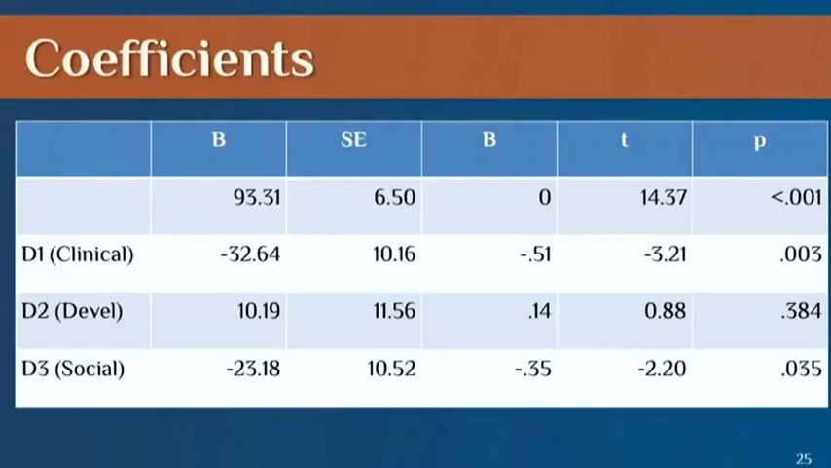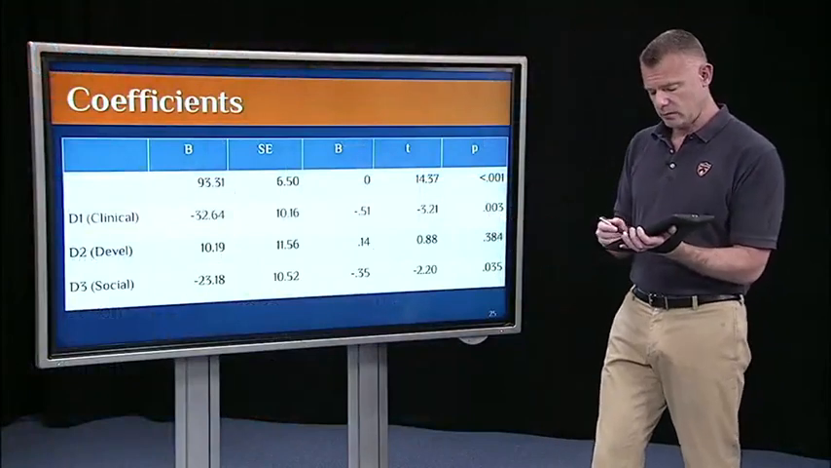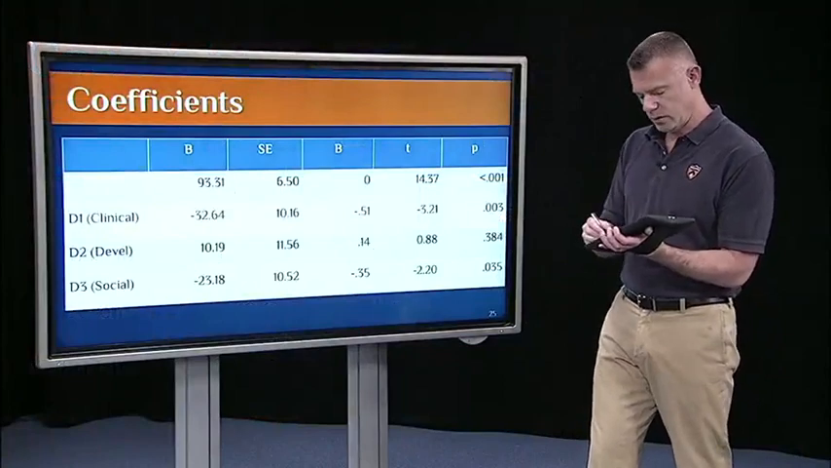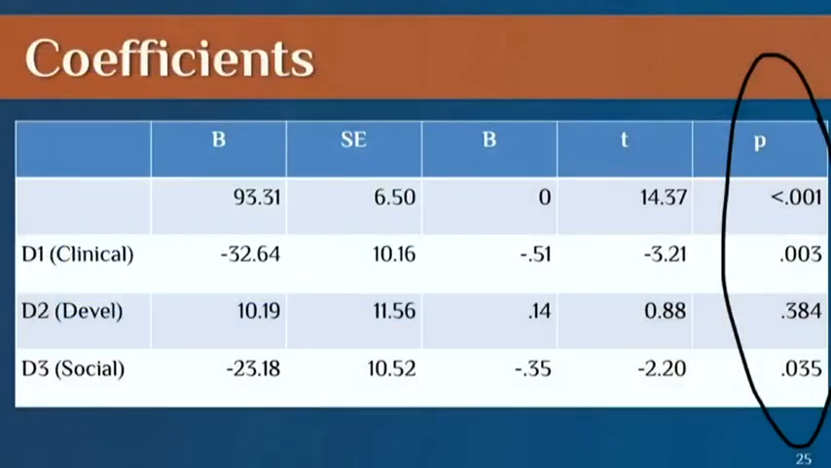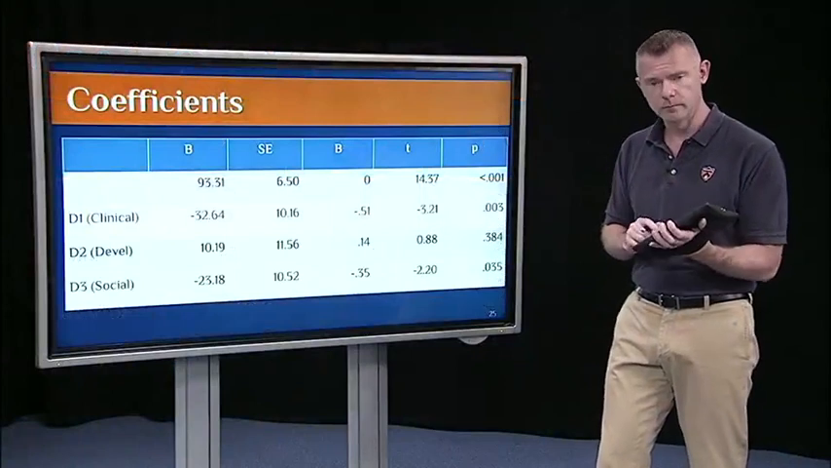Developmental had slightly more than cognitive, 10.19, and social had less than cognitive, 23. And you might want to ask, are those differences significant? Well, then you just look out here to your p-values, and you can see that the difference between clinical and cognitive is significant. The difference between developmental and cognitive is not significant. And the difference between cognitive and social is significant if we're using 0.05 as our cutoff, which is standard.